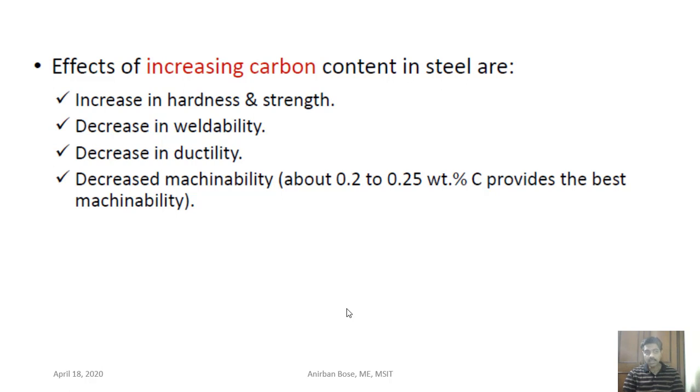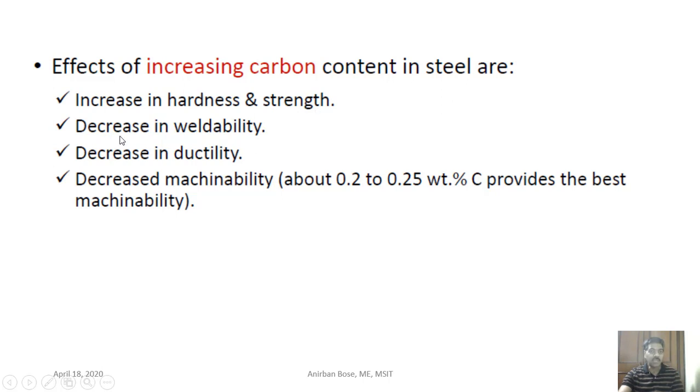So now in plain carbon steel, if only carbon is present, then what is the effect of the carbon on the steel? With increasing carbon content in the steel, hardness and strength increase. We have already seen that in different phase transformation processes, that if the carbon percentage is more, it means the steel is more hard and more strong, and its tensile strength is high.